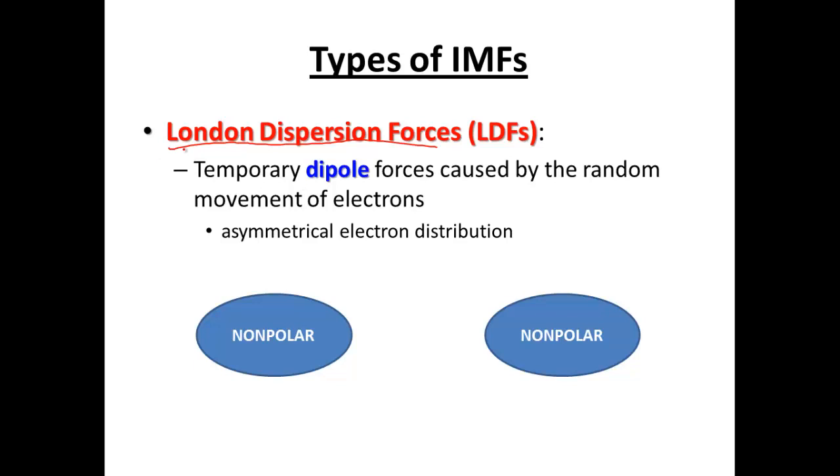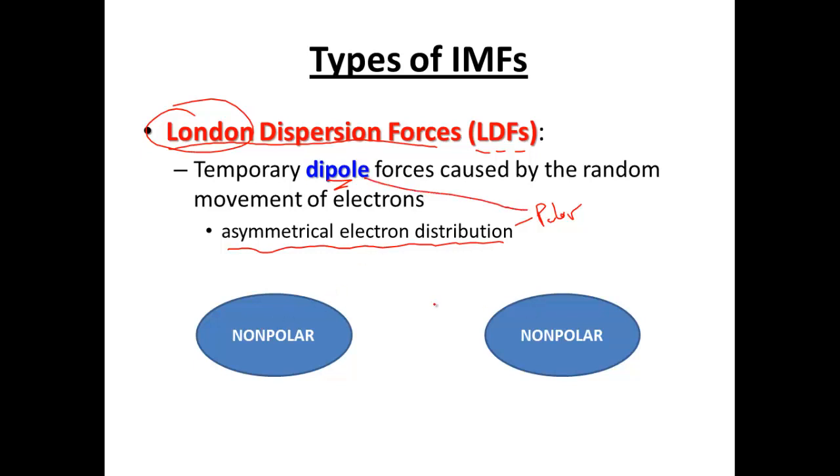So let's start with the London dispersion force, also called an LDF. It's named after a chemist, London. London dispersion forces is the idea that a temporary dipole force is caused by the random movement of electrons. Remember, a dipole is when you have an asymmetrical distribution of electrons. It's a fancy word for saying the molecule is polar. So dipole means that the molecule is polar.